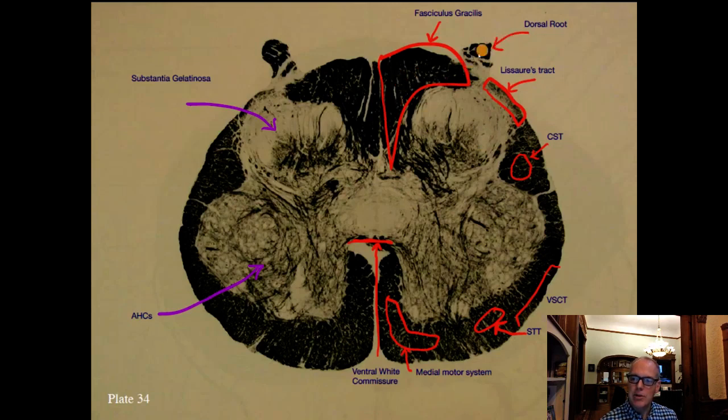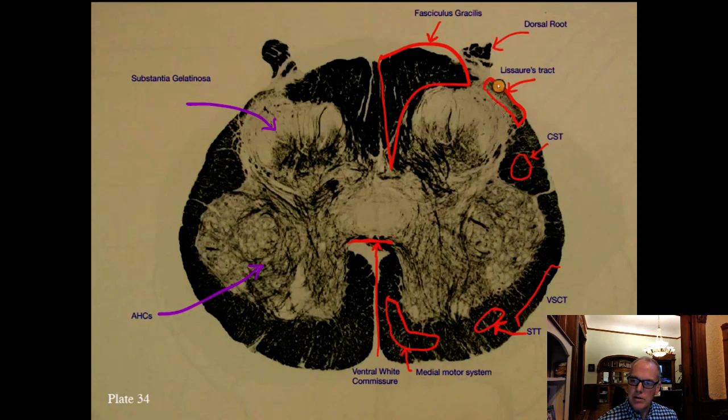All right, pain and temperature comes in, ascends for a segment or two in Lissauer's tract. And unlike vibration and proprioception, we have a synapse here. And this nucleus is called the substantia gelatinosa. It's in layer 2 of the dorsal horn of the spinal cord. And after the synapse, it moves out and crosses over as the ventral white commissure, and then ascends out in this location. I have it labeled over here as the spinothalamic tract.